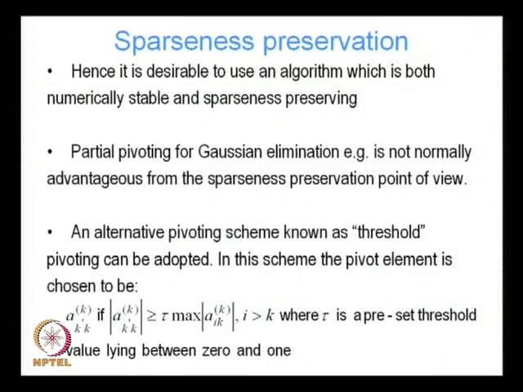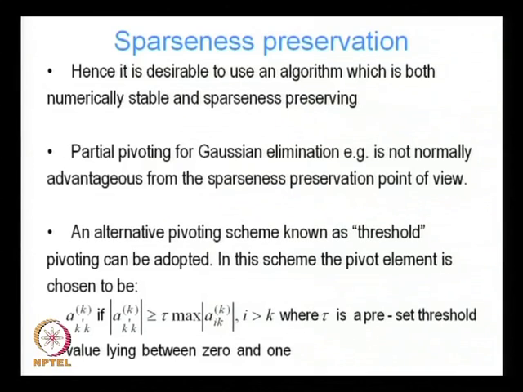Partial pivoting for Gaussian elimination is not normally advantageous from the sparseness preservation point of view. An alternative pivoting scheme known as the threshold pivoting scheme can be adopted. In this pivoting scheme, at the kth step the pivot element is chosen to be a k prime k if the absolute value of a k prime k is greater than tau times the maximum of the absolute value of a i k, i greater than k, and tau is a preset threshold value lying between 0 and 1.